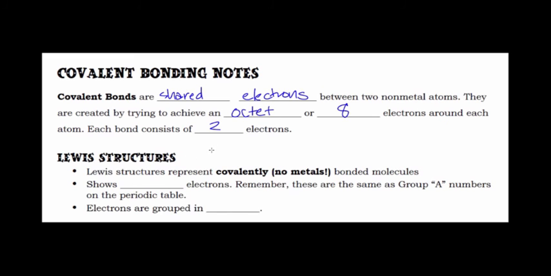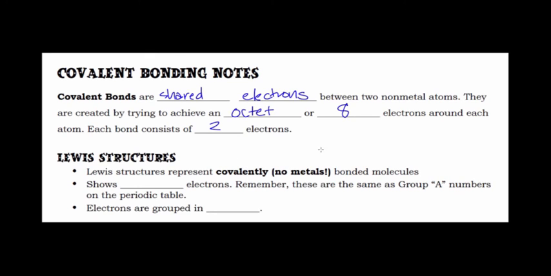So Lewis structures are a way to represent compounds on a piece of paper instead of in 3D. So all of these will be flat structures. And Lewis structures only represent covalently bonded compounds or molecules. There are no metals in Lewis structures ever.